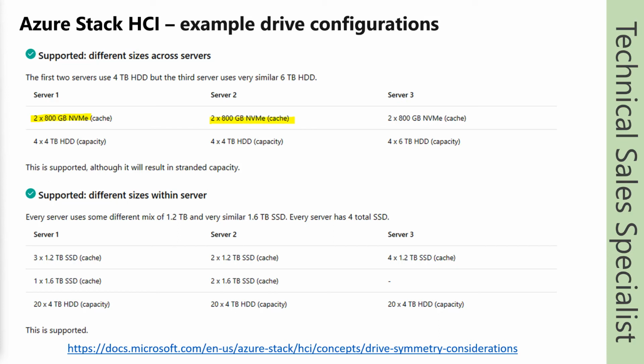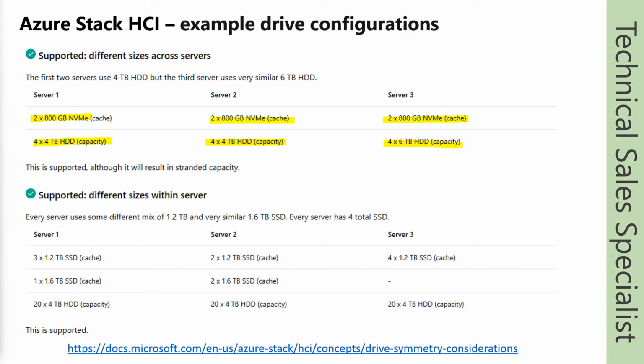It's also supported to, for example, have NVMe cache drives, here in each server, 2 times 800 gigabytes. Now we have hard disk drives, where in the third server we have larger drives. Maybe the 4 drives in server 3 failed one time, and we had to pull them out and replace them, but our replacement disks were larger. In this configuration, we will have stranded capacity in server 3 we cannot use here.